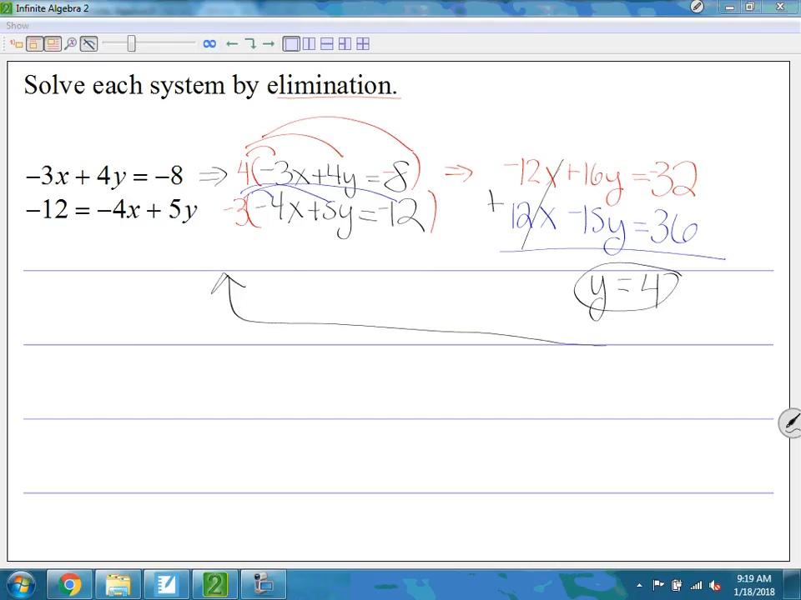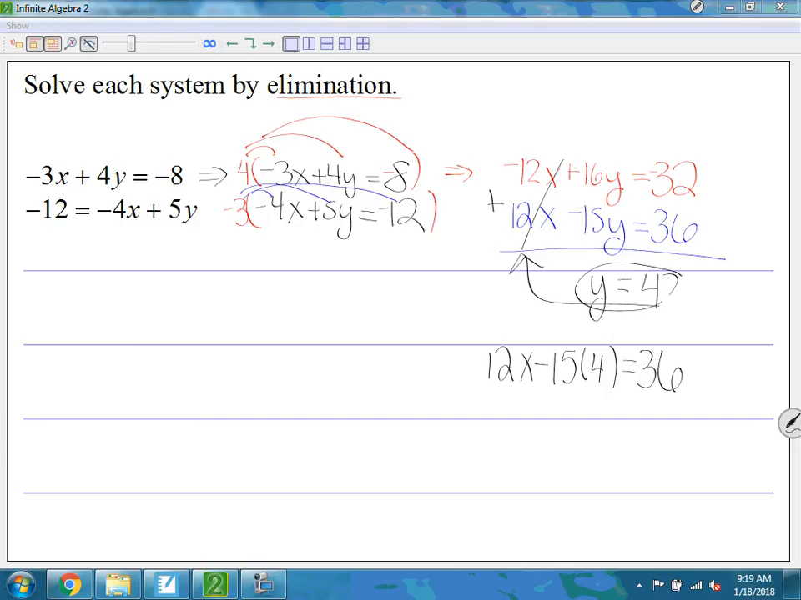Okay. This one? No, the one all the way to the right. Yeah. Okay. And you can use any equation in any form. This one happens to have bigger numbers, so that's not ideal, but it'll work. Just means you'll have to multiply the bigger number. So it's 12x minus 15 times 4 equals 36.